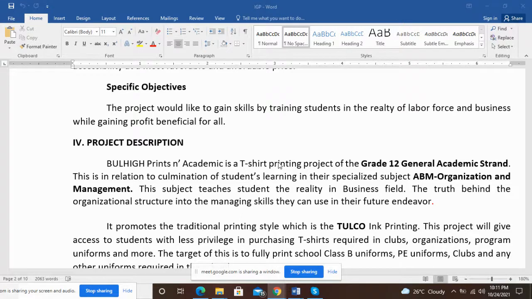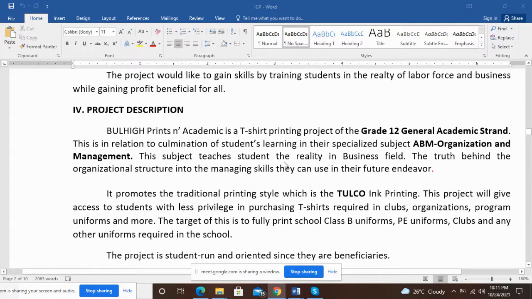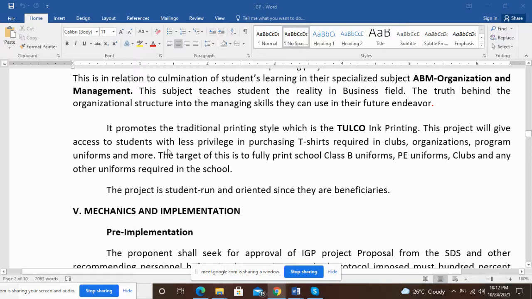So we have here the project description. You're going to talk about how your project happens, or how your project may look, or what the setup of your project will be. That's what you're going to talk about here in the project description. You could also see my example. It promotes the traditional printing style, which is Tolco ink printing. It's very accessible to the less privileged, because Tolco ink printing is a little bit cheaper compared to the other printing costs.